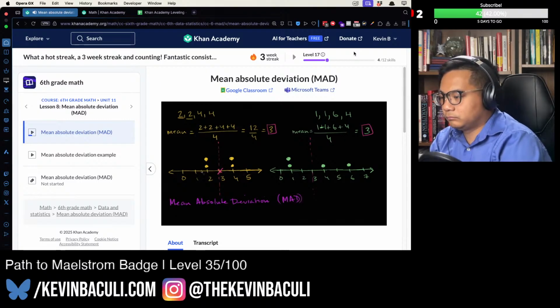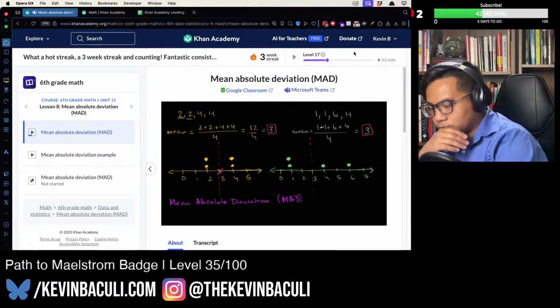And all we're going to figure out is how much each of these points deviates from the mean, the absolute deviation. So each of these points at 2 is 1 away from the mean. It doesn't matter if they're less or more, they're 1 away from the mean. And then we find the mean of all of the deviations.